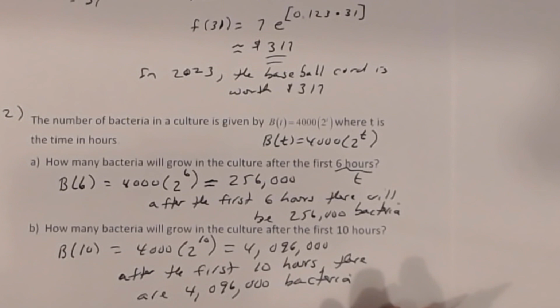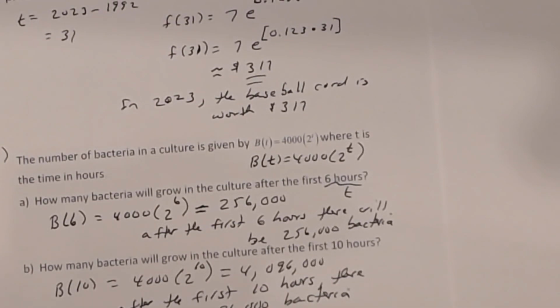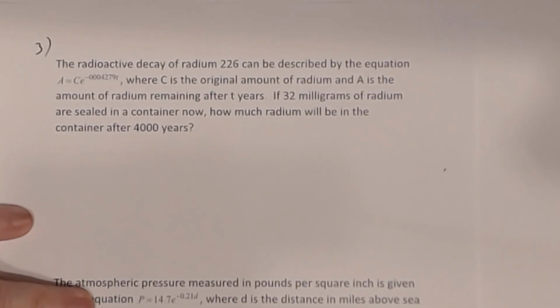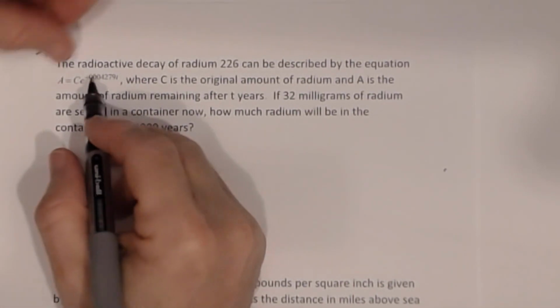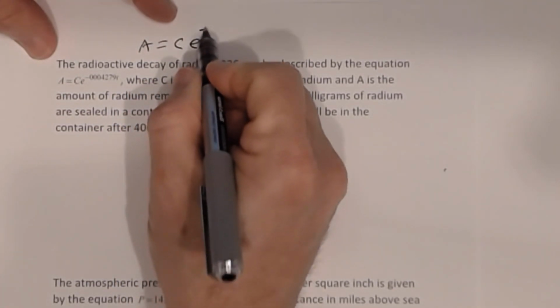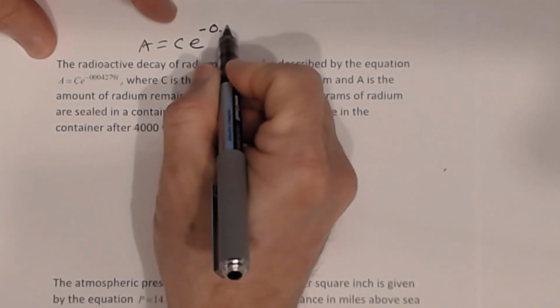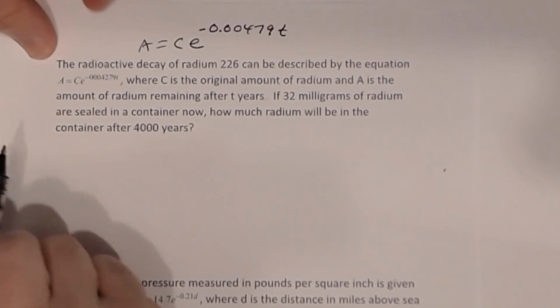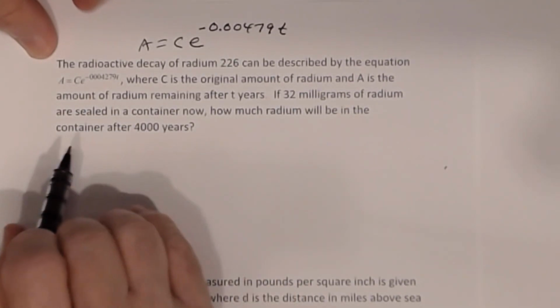Okay. All right, number 3. Let's look at number 3. So in number 3, we have this. The radioactive decay of radium-226 can be described by this equation. Let me go ahead and rewrite the equation. So the equation is A equals C times e to the negative 0.00479 t. Okay, so that is this right here.